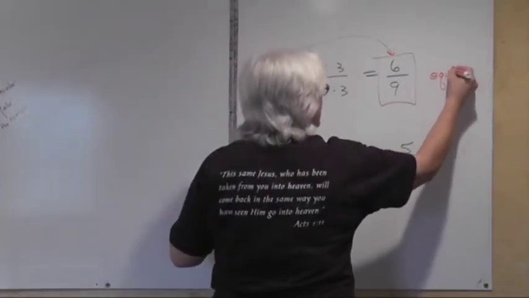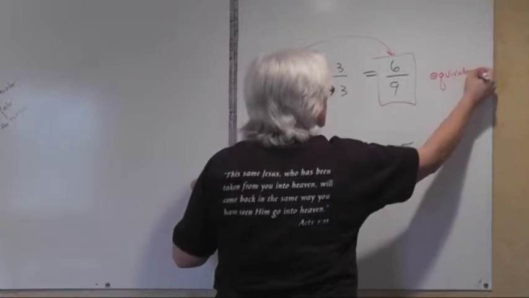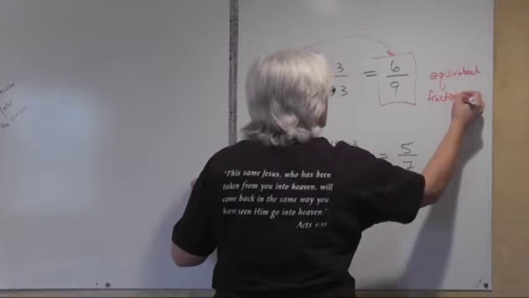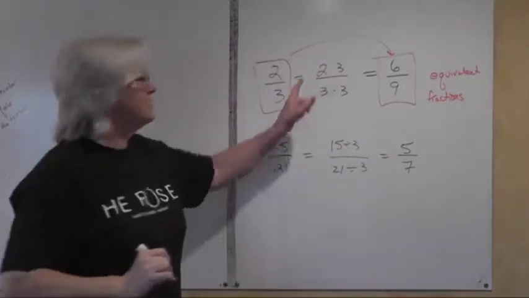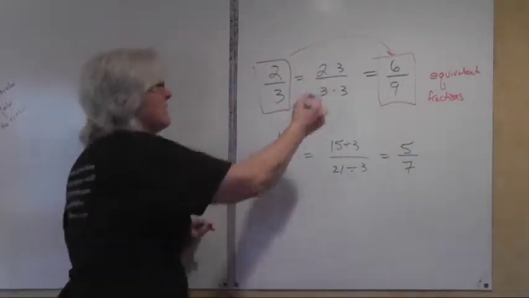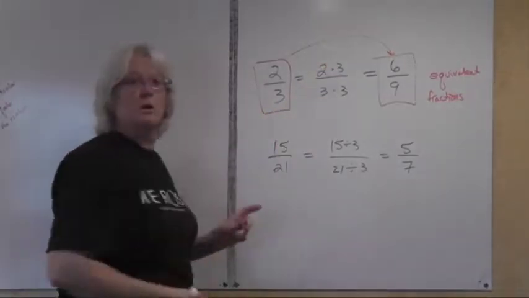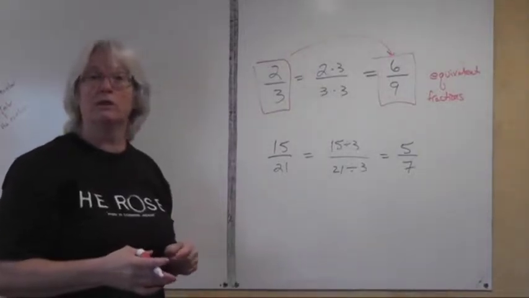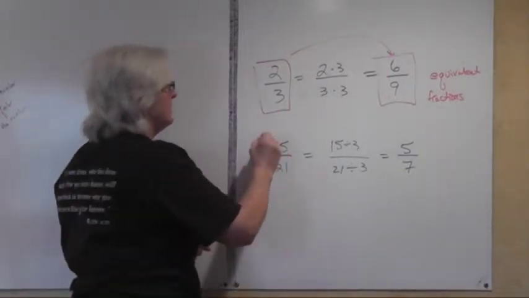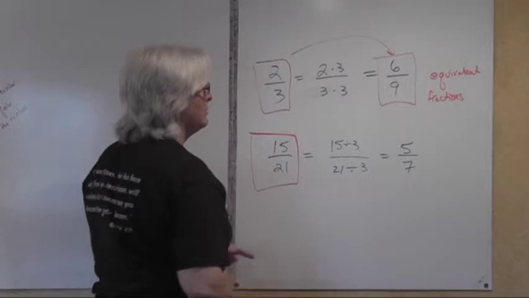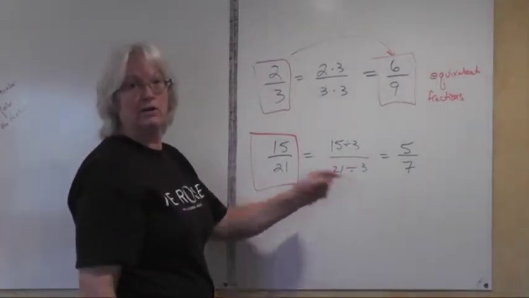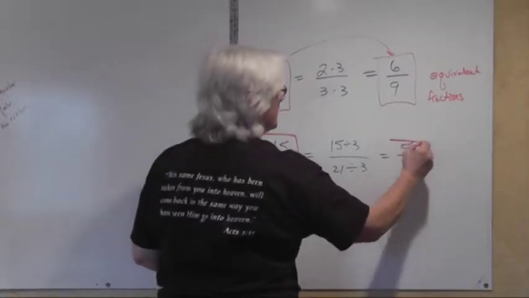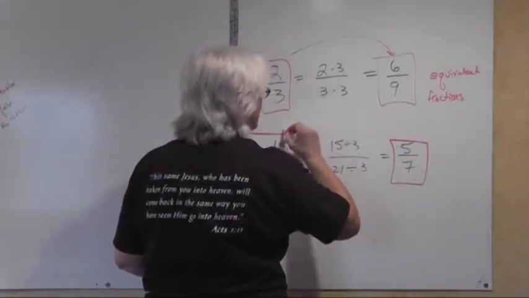These are examples of equivalent fractions. And we arrived at those equivalent fractions by multiplying both the numerator and the denominator by the same value. Multiply both the numerator and the denominator by 3. Now here we have 15 divided by 21, and we divided the numerator and the denominator by 3 to end up with 5/7.